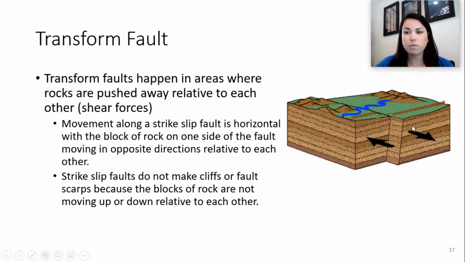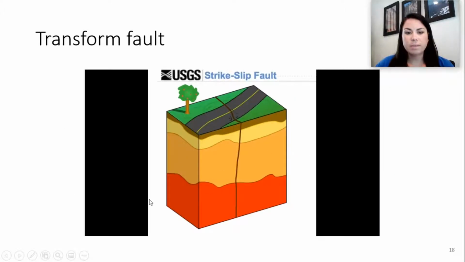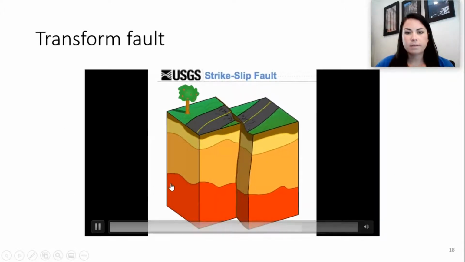So one block is moving into the page, one block is moving out of the page. And strike slip faults do not make cliffs or scarps or hills or anything, because they're basically level to each other. Let's look at an example of that. Okay, so you see that this block is coming towards us, and this block would be moving away. So if you were standing at the surface, you'd be standing here at the road, and the road would then look a few feet away from you.